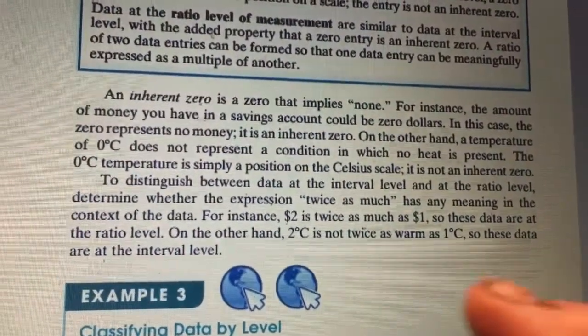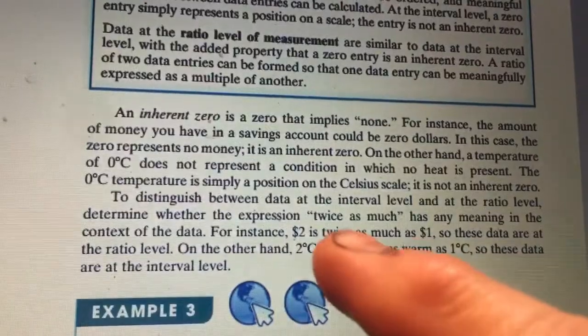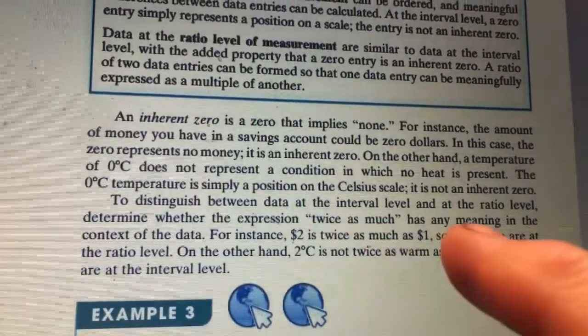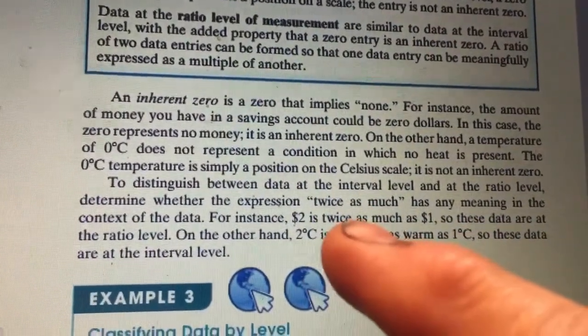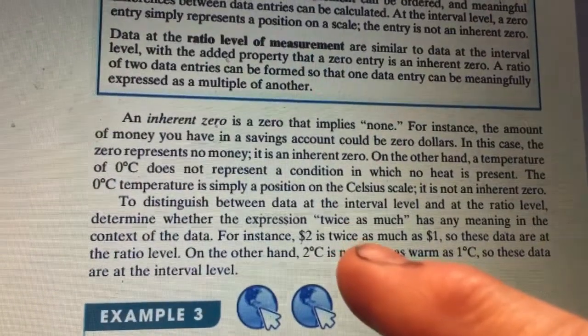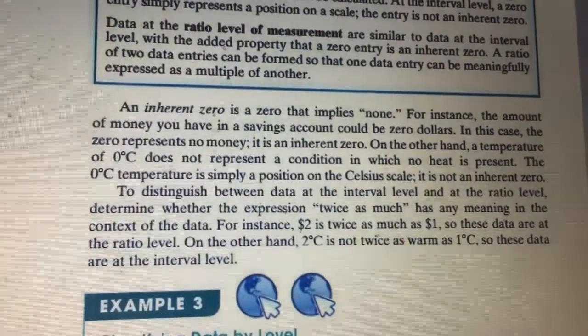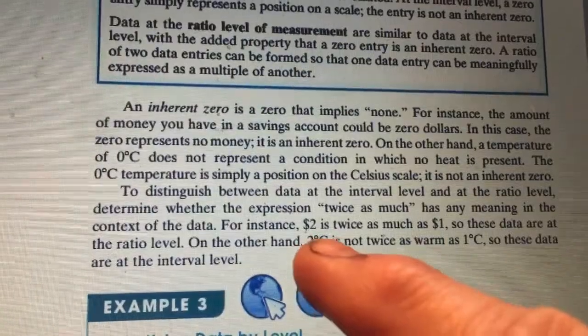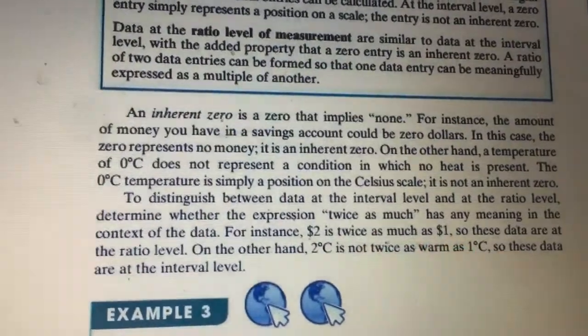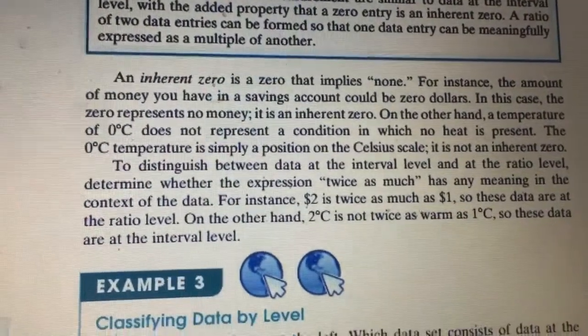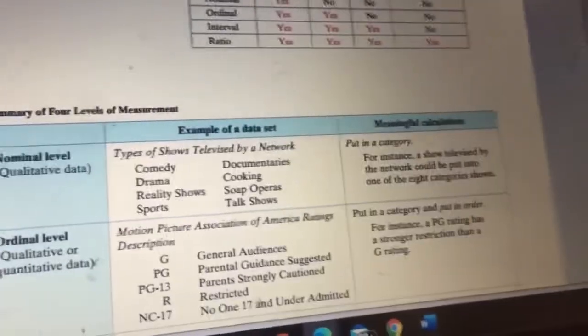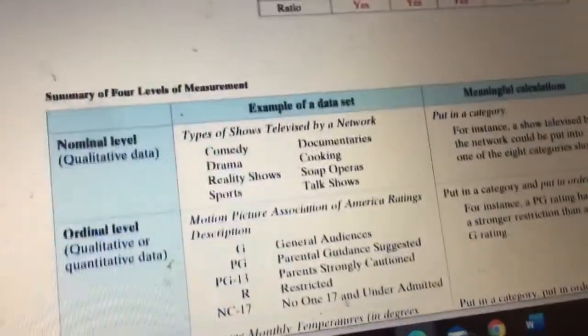If you look at this down here, being in the interval level versus being the ratio level, think of it like twice as much. What is the meaning of twice as much? For instance, $2 is twice as much as $1. So these data are ratio level. Okay, let me go to this last page here. This might make a lot more sense.